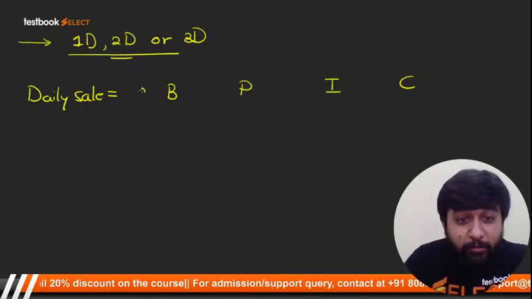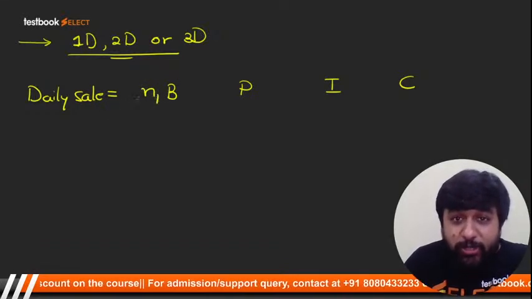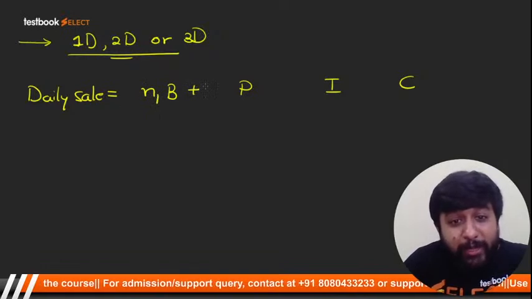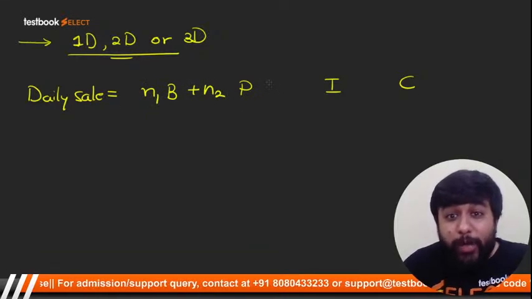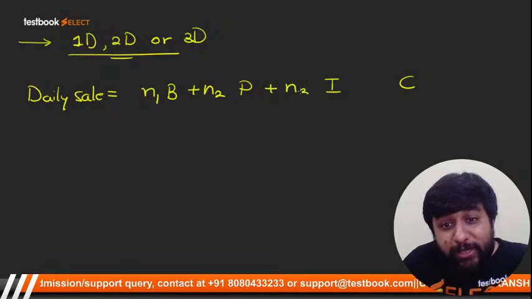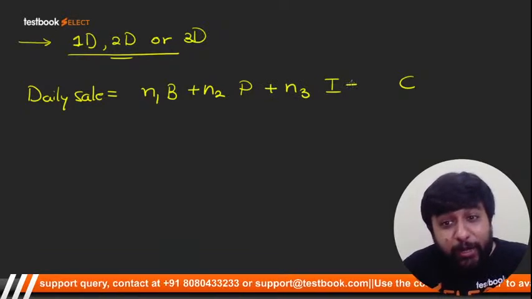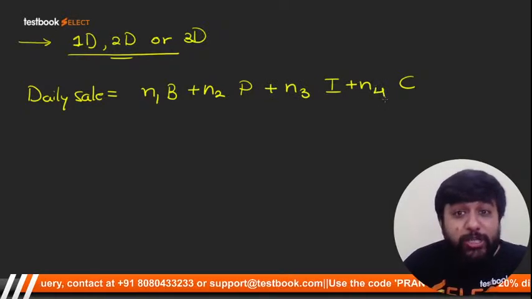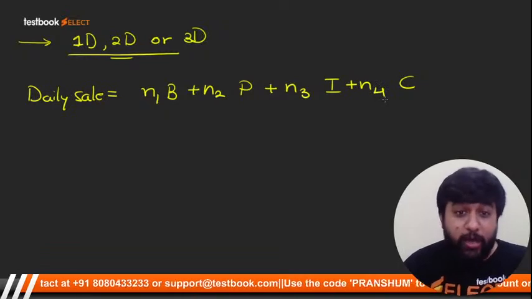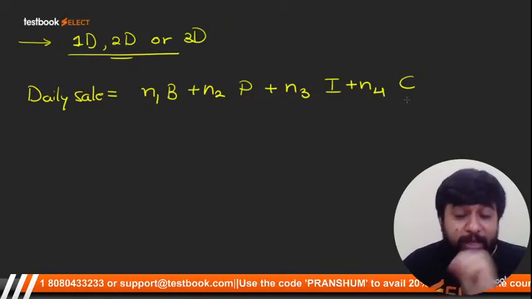So I will tell her, number of burgers this much into price of burger, plus number of pizza this much into price of pizza, number of ice cream this much into price of ice cream, plus number of chocolate this much into price of chocolate. So this will be my daily sale.